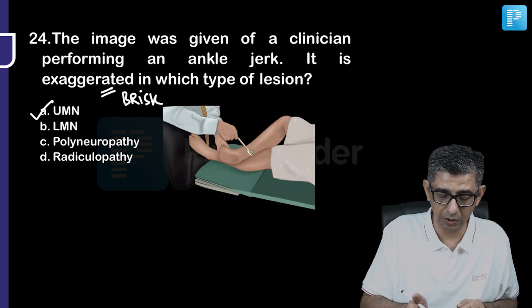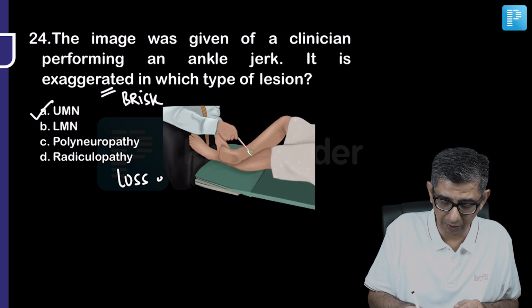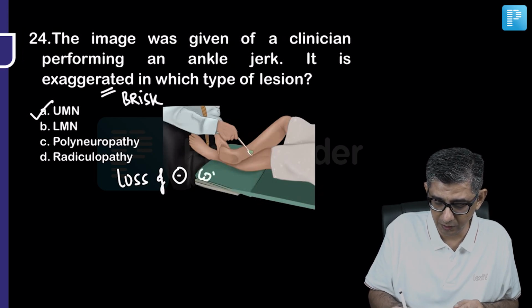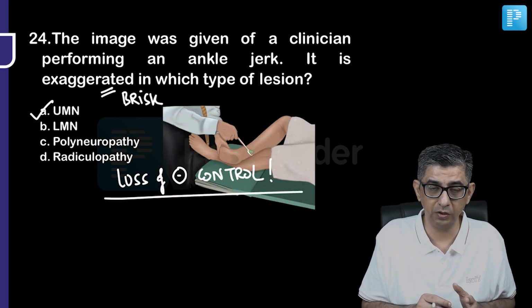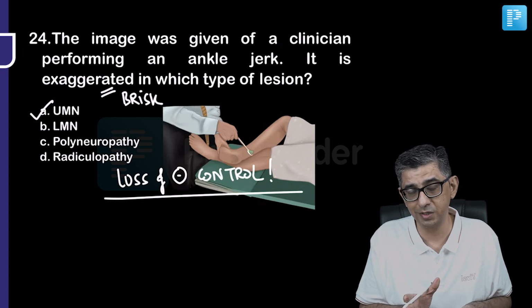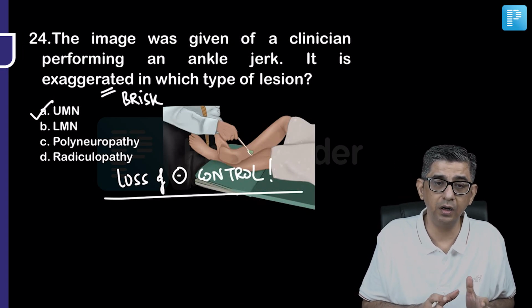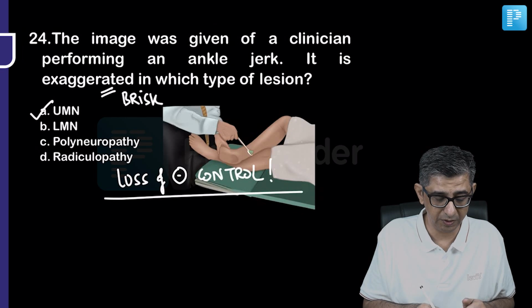In an upper motor neuron lesion, you have loss of inhibitory control, as a result of which the reflexes tend to become relatively faster. And that is why we either use the word brisk, or sometimes we might even use the word clonus to describe an ultra brisk, ultra fast deep tendon reflex in a patient.